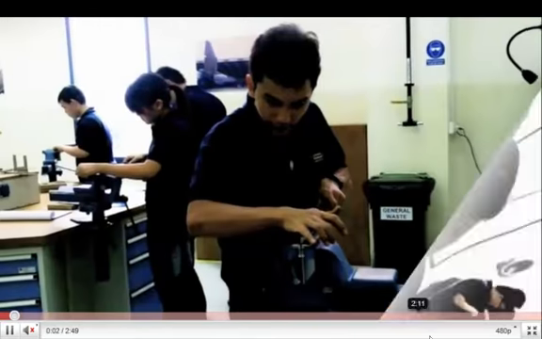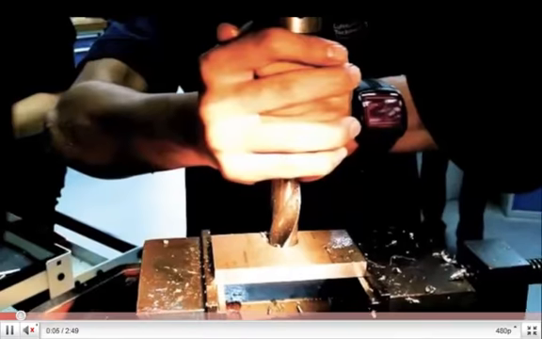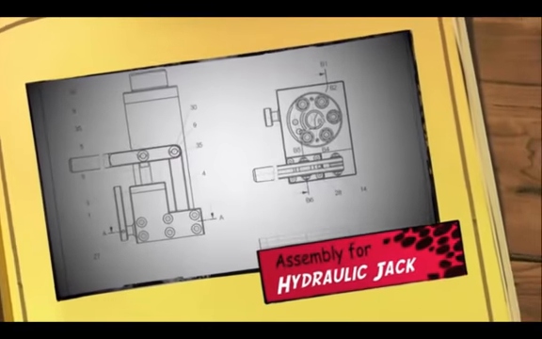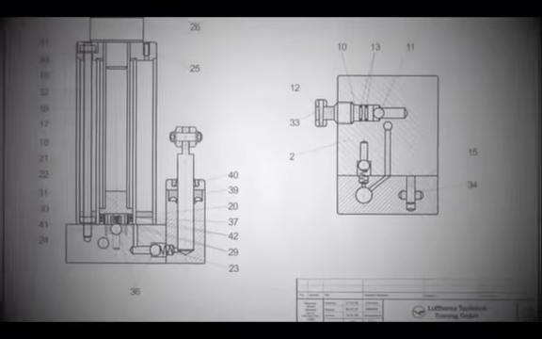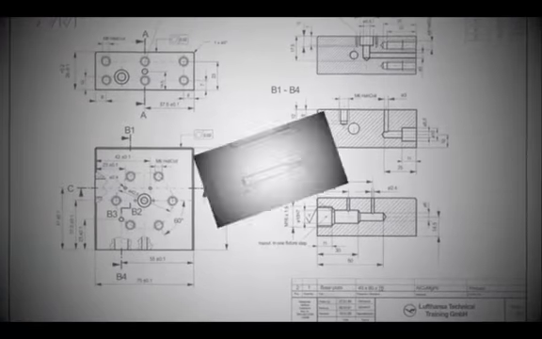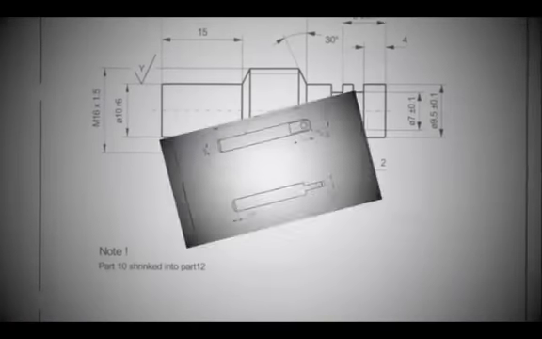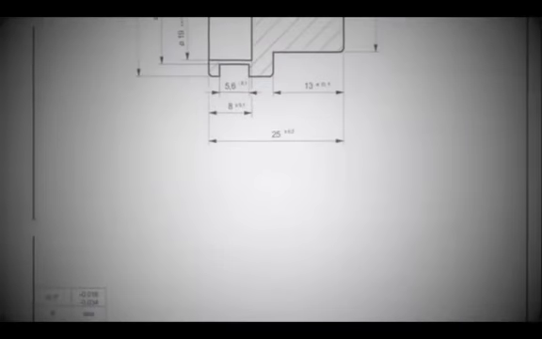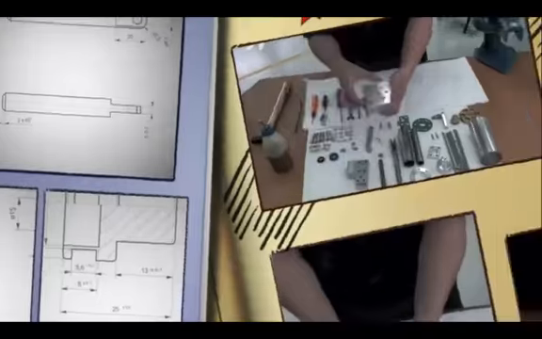I would like to take you to a video showing a group of students in a shop class building and assembling a hydraulic jack. These blueprints show you the pieces that they have machined out of probably aluminum, I would say, to build this hydraulic jack.